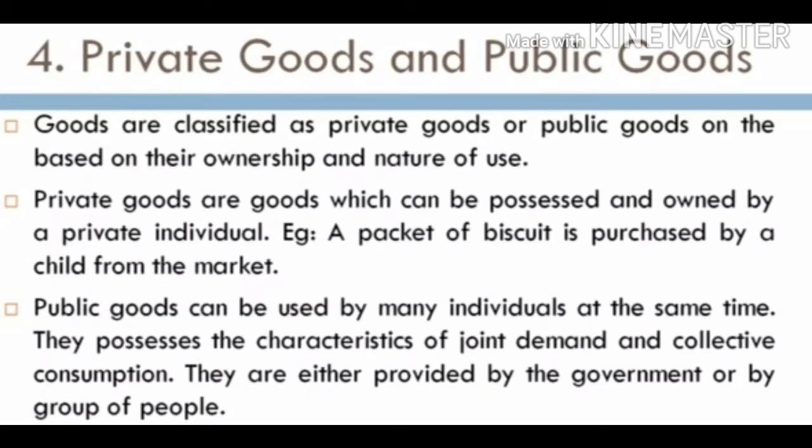Fourth, private goods and public goods. Goods are classified as private goods or public goods on the basis of their ownership and nature. Private goods are goods which can be possessed and owned by a private individual. Example, a packet of biscuits purchased by a child from the market. Public goods can be used by many individuals at the same time. They possess the characteristics of joint demand and collective consumption. They are provided either by the government or by a group of people.